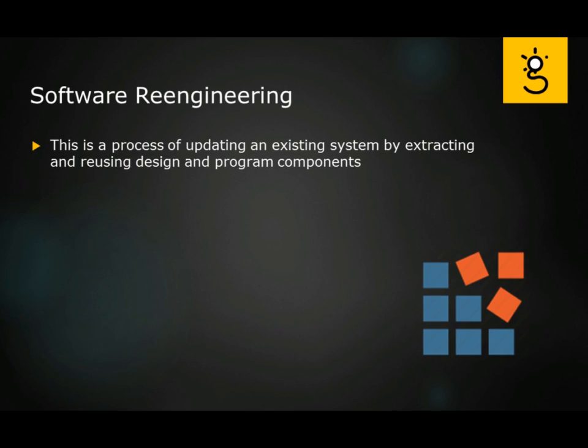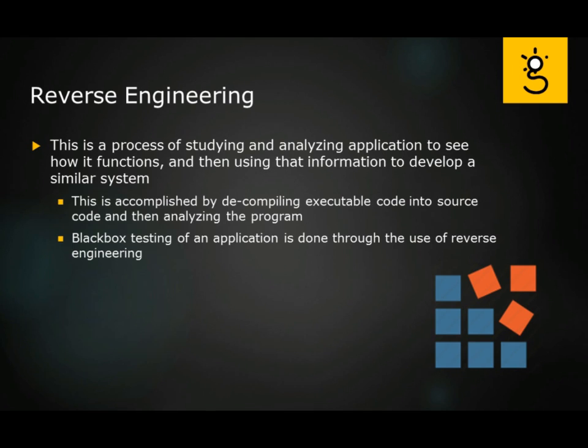Software reengineering is a process of updating an existing system by basically extracting and reusing its design and program components to come up with a new type of system. Reverse engineering is a process of studying and analyzing an application to see how it functions, and then using that information to develop a similar system. We do this through a process called decompiling the executable code into source code, often assembler language, and then analyzing that program. In fact, black box testing of an application is usually done through the process of reverse engineering.